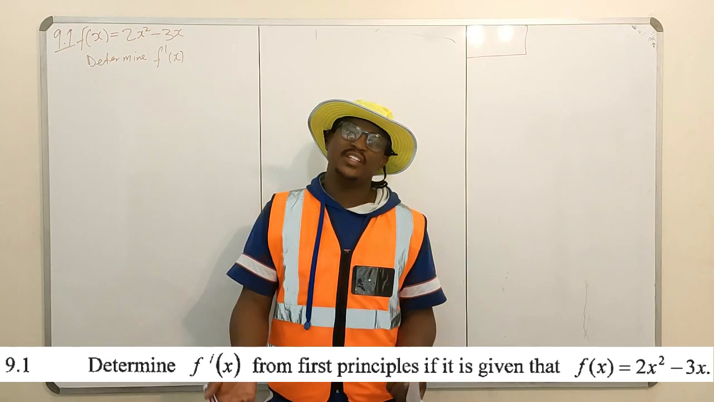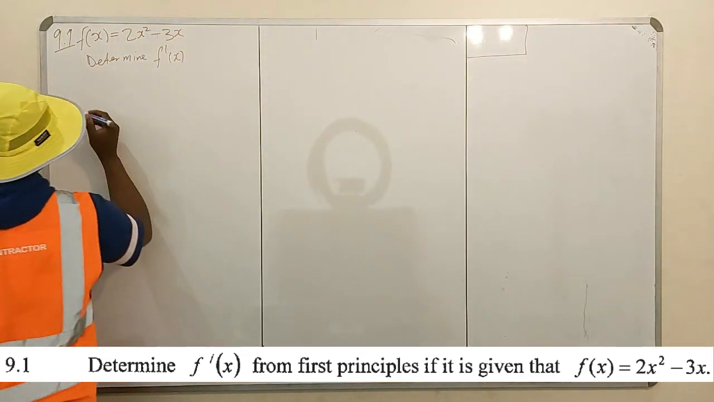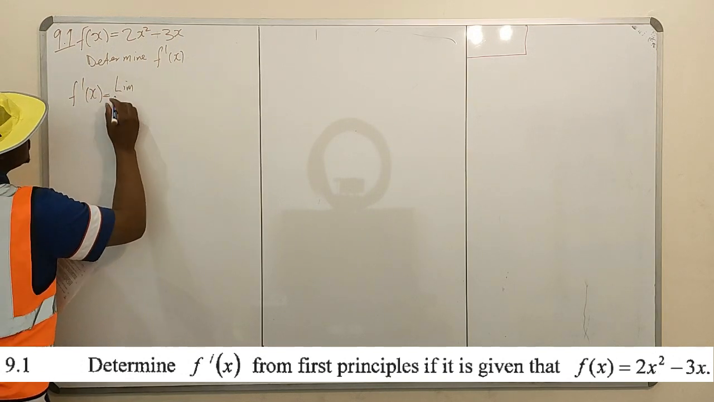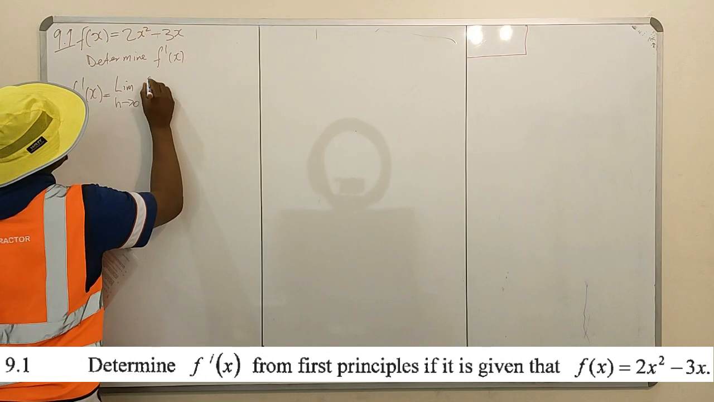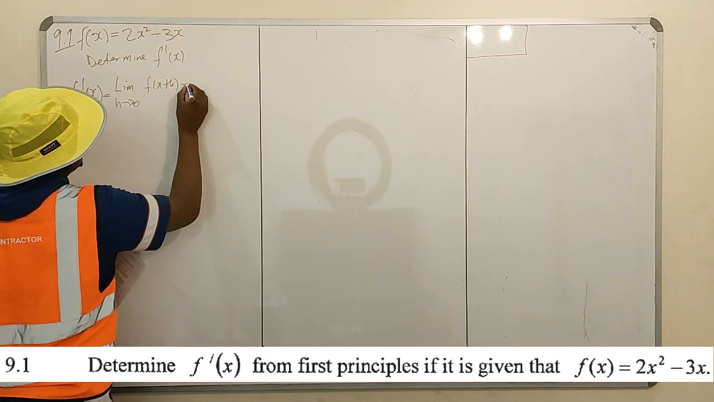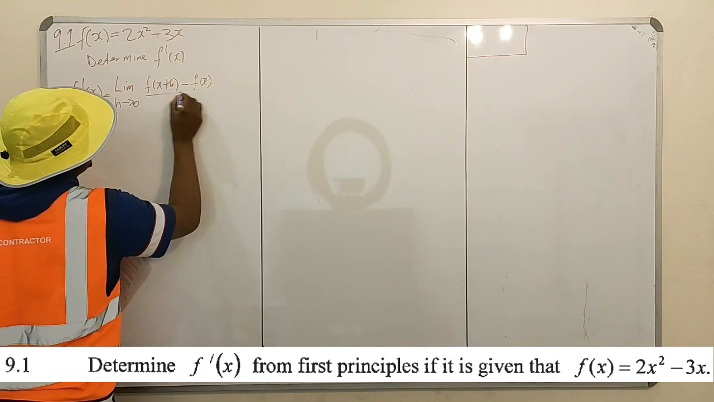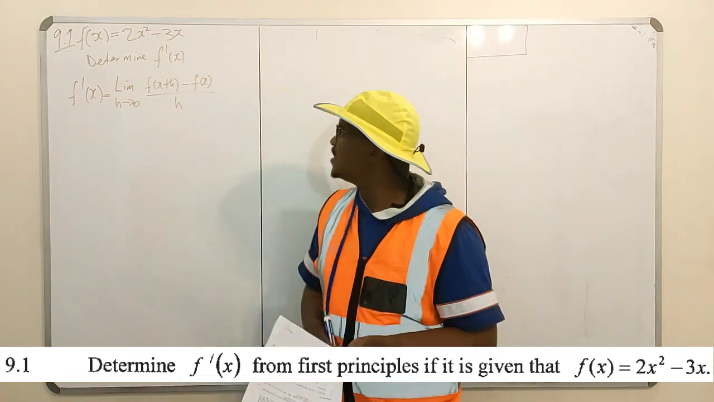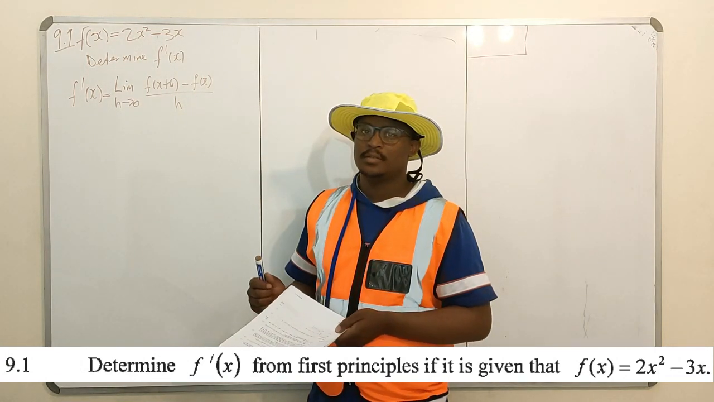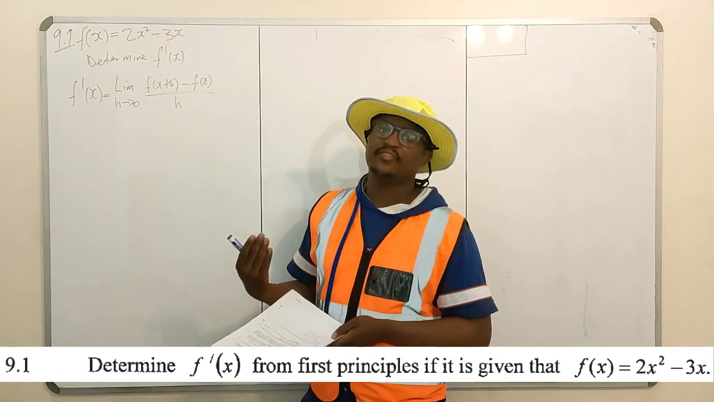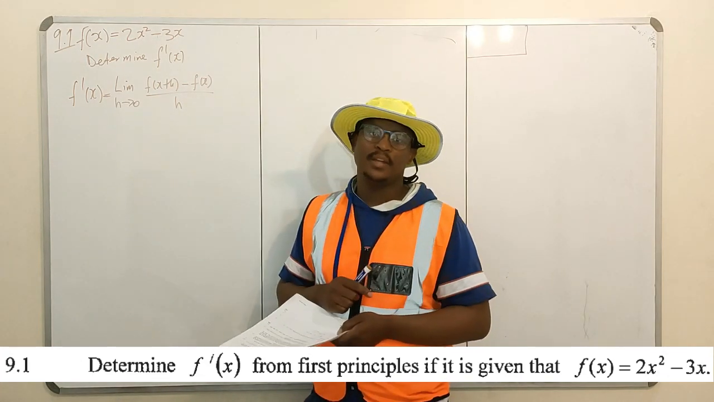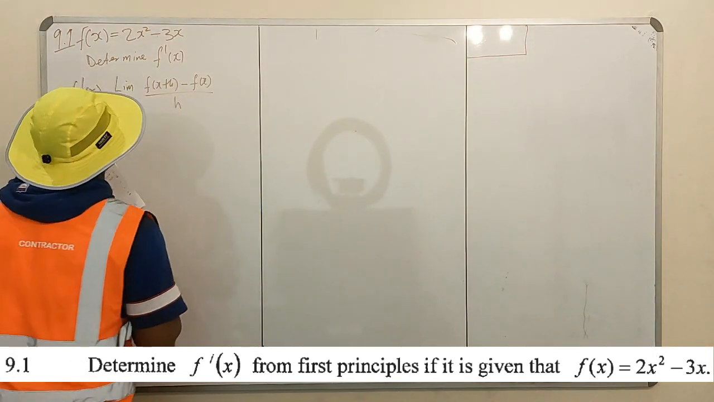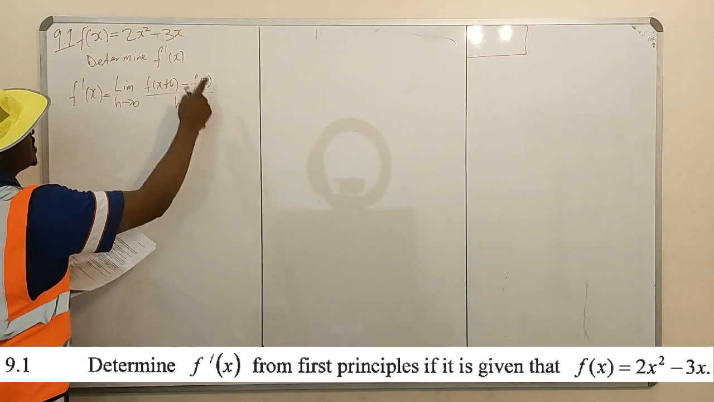It means that you use the derivative definition, which you should all know: f prime at x is the limit as h goes to 0 of f at x plus h minus f of x, all over h. That is the definition that they're talking about. So when they're saying find the derivative from first principles, this is what they mean. Use this definition.